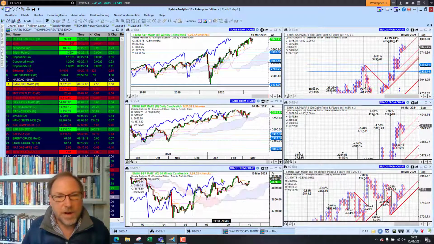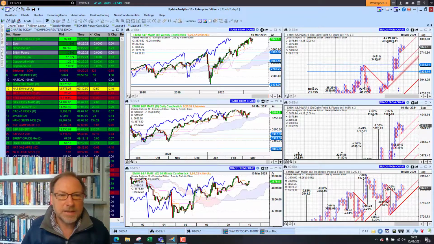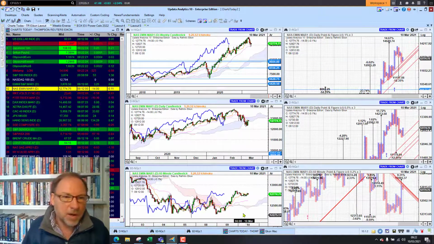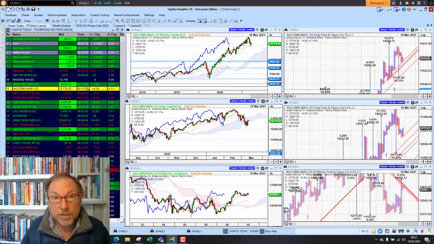The futures for the S&P up slightly for the S&P and down slightly for the Nasdaq. So our call for the day is that US markets will open flat. This is the futures in London this morning, of course.